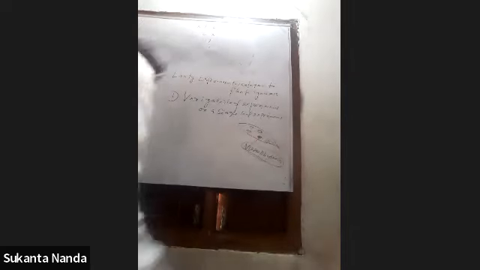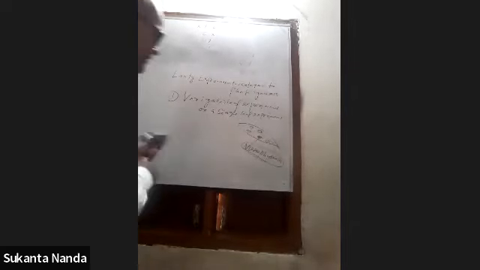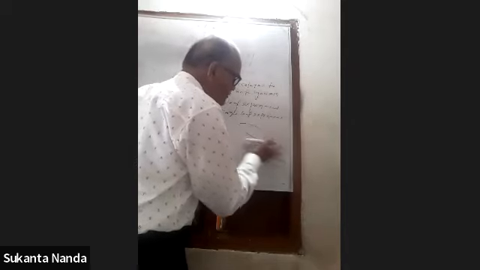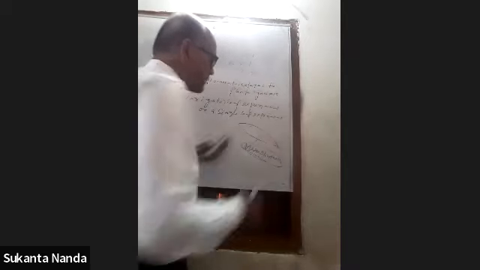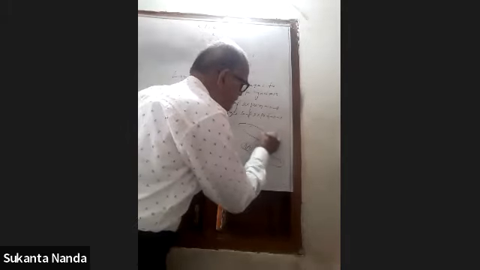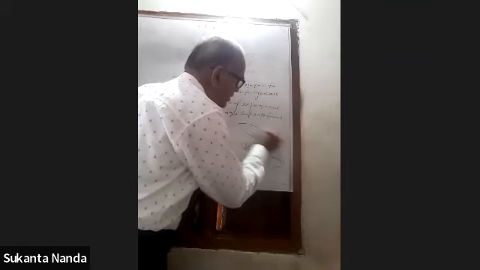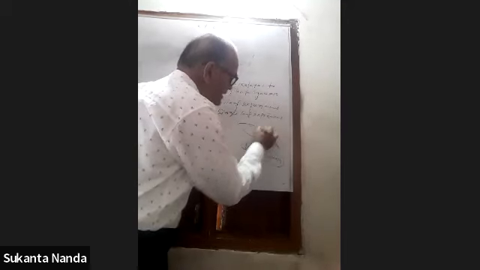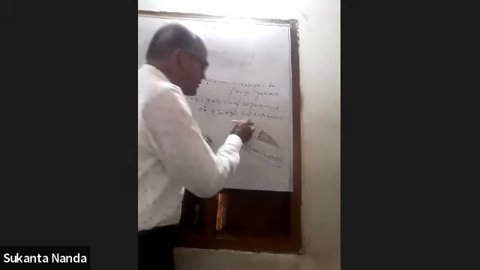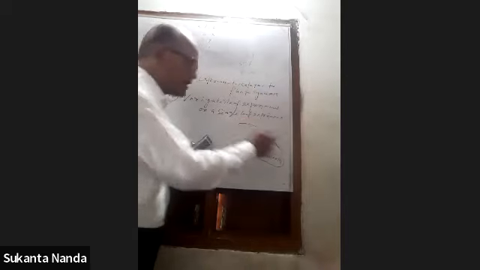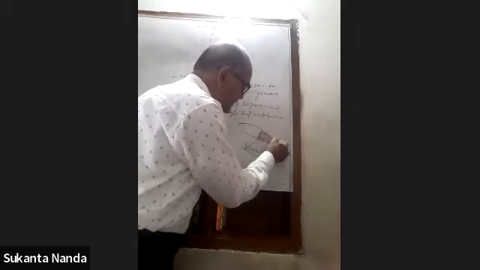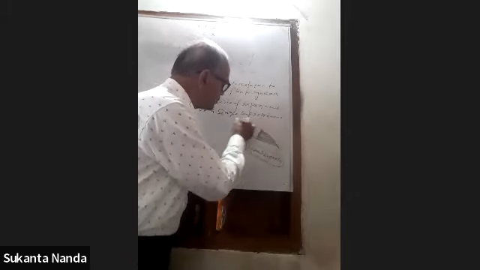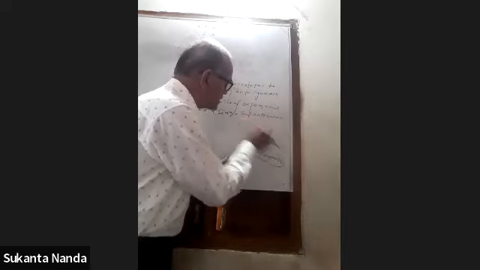Another experiment, students: if you take a single leaf and cover part of it with black paper, suppose this part is covered by black paper, you can see that this part will look green after some days, but the covered part will be dried up. It is because the uncovered part does photosynthesis, since it is exposed to light.